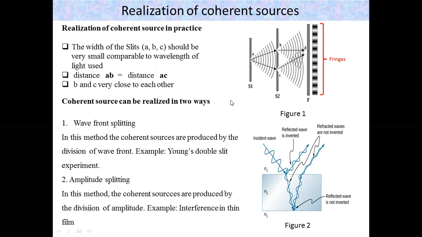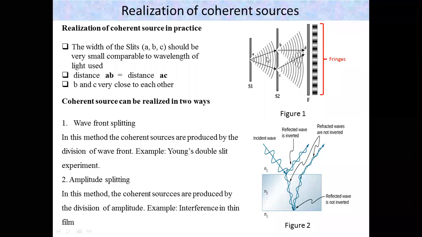What are coherent sources? If two light waves from two sources are always in phase with each other or have a constant phase difference, then the sources are called coherent source. In figure 1, B and C are coherent source.